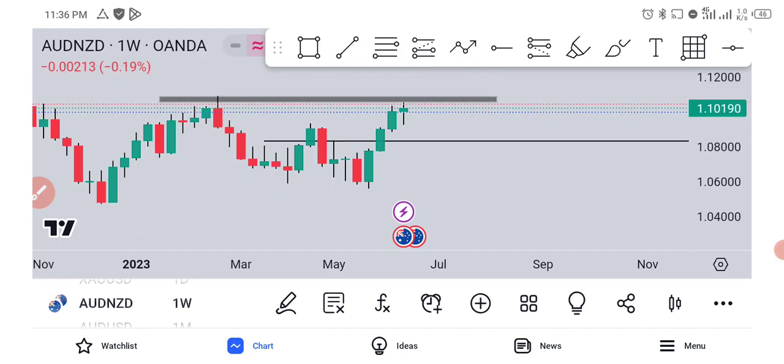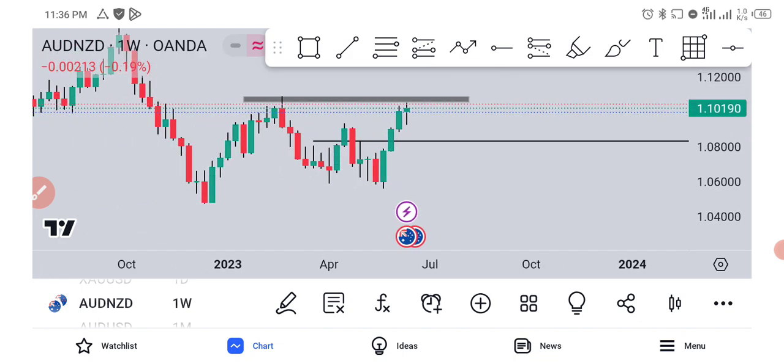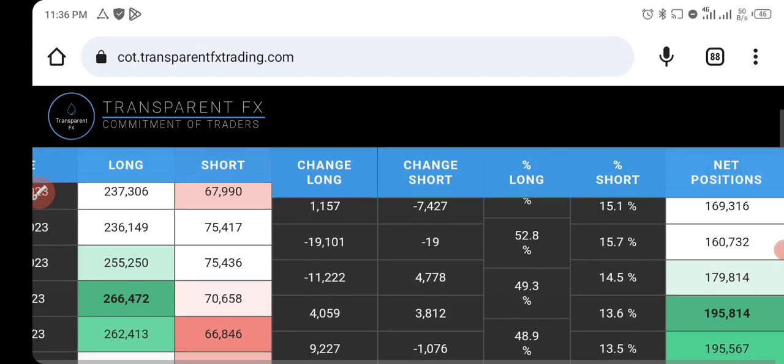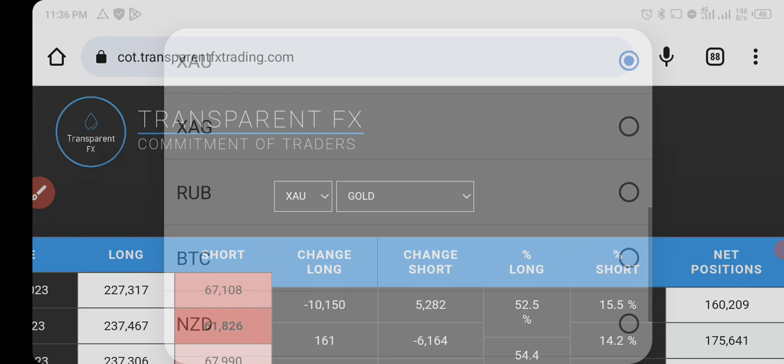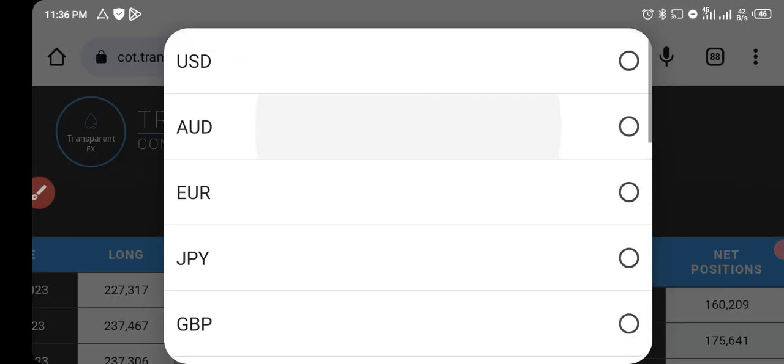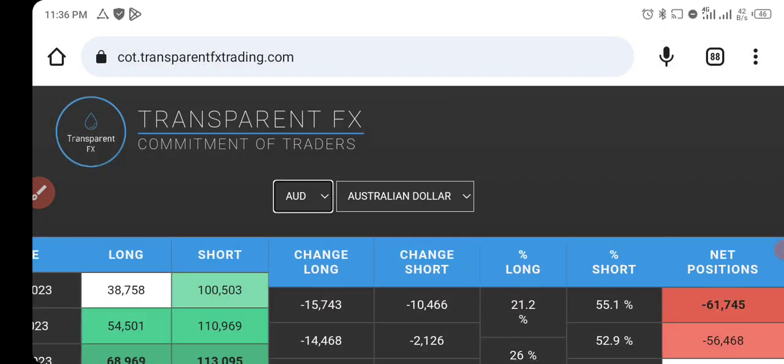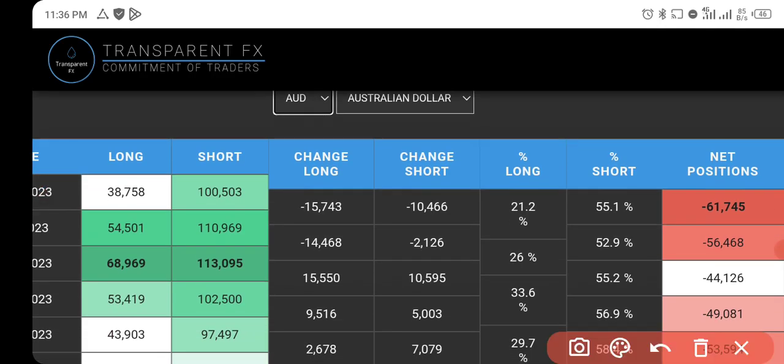Now remember, we want to sell this pair, so we need to check what we have on the COT data and see if it corresponds with this sell. If it corresponds, we sell. If it doesn't correspond with this sell, we don't sell, we remove the pair. So here we need to check our AUD and NZD pair. So let me check AUD. Remember, AUD is the base, NZD is the quote, so I need a weak AUD and a strong NZD to sell that pair. Now this is what we have here.